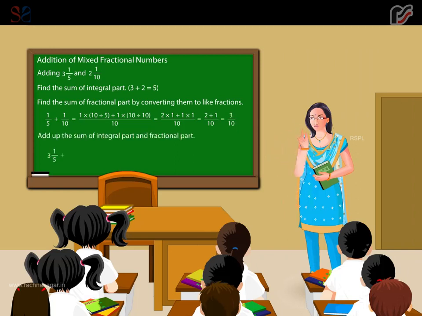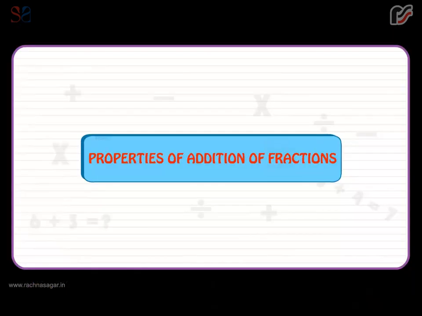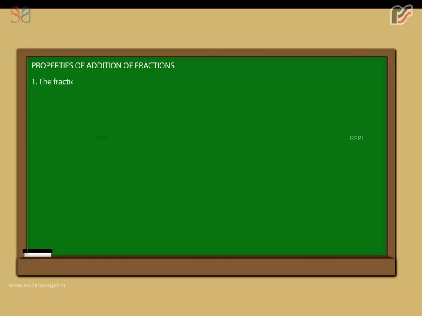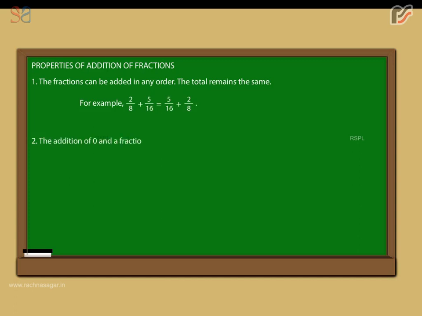3, 1 by 5 plus 2, 1 by 10 is equal to 3 plus 2 plus 1 by 5 plus 1 by 10, which is equal to 5 plus 3 by 10, which is equal to 5, 3 by 10. Properties of addition of fractions. The fractions can be added in any order. The total remains the same. For example, 2 by 8 plus 5 by 16 is equal to 5 by 16 plus 2 by 8. The addition of 0 and a fraction gives the result as the fraction itself.